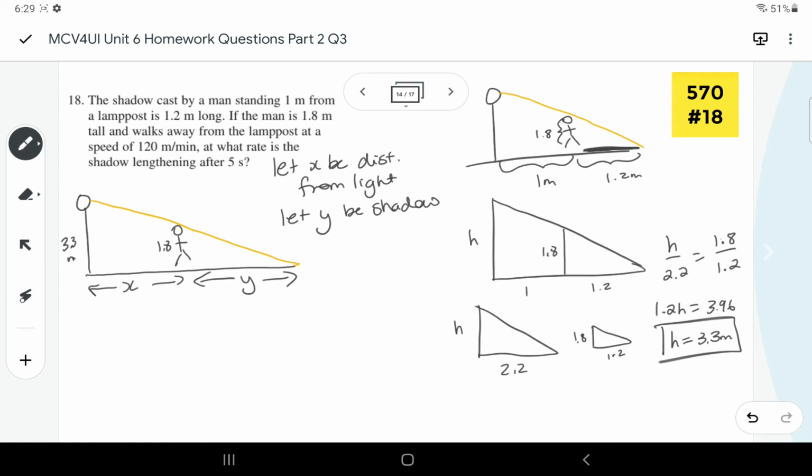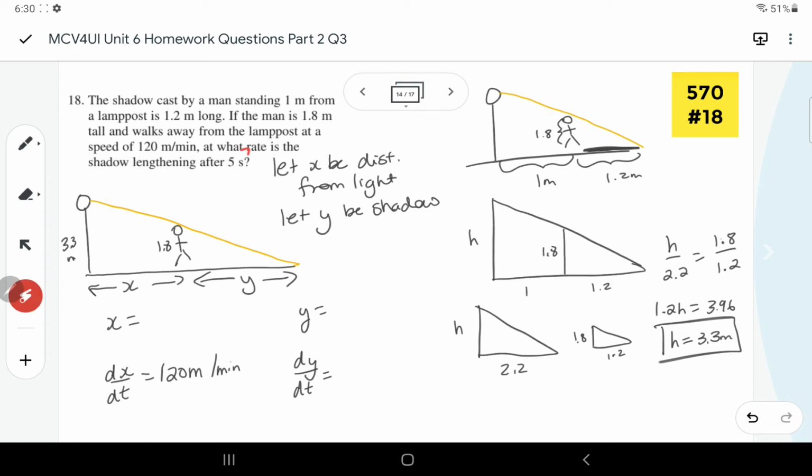So I am going to want to figure out x and dx/dt. That's the distance, the speed he's walking away. So that's 120 meters per minute. And y would be, we'll figure that out, and dy/dt. So those are the things that I'm going to want to know.